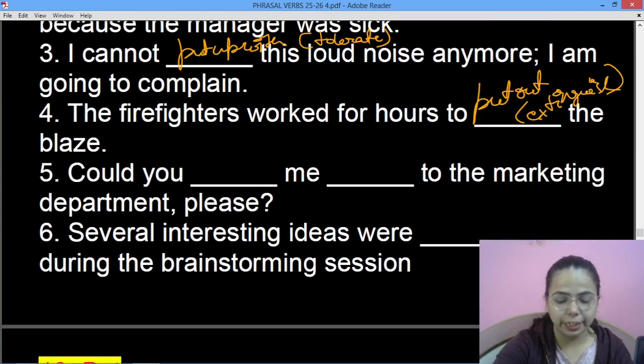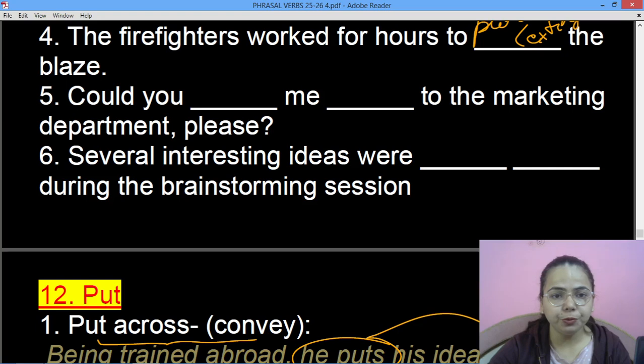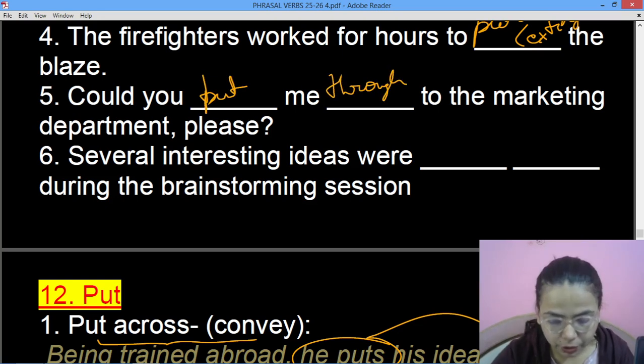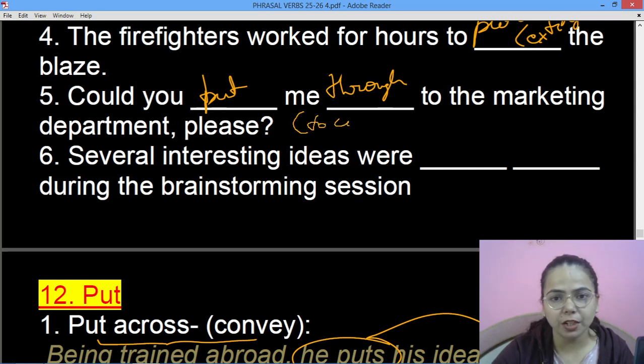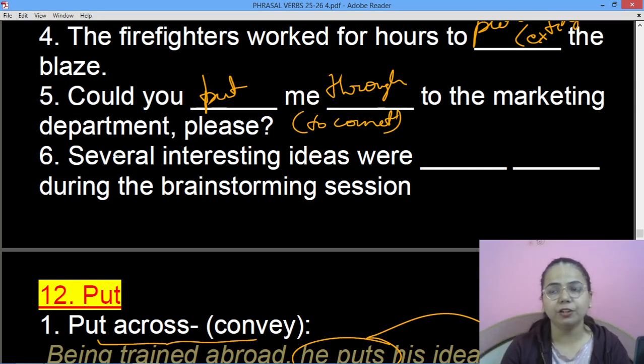ठीक. Then fifth one, could you put me through to the marketing department please, means to connect. Okay, I cannot get through him, means हम उससे connect नहीं हो पा रहे. तो similarly is put through also.